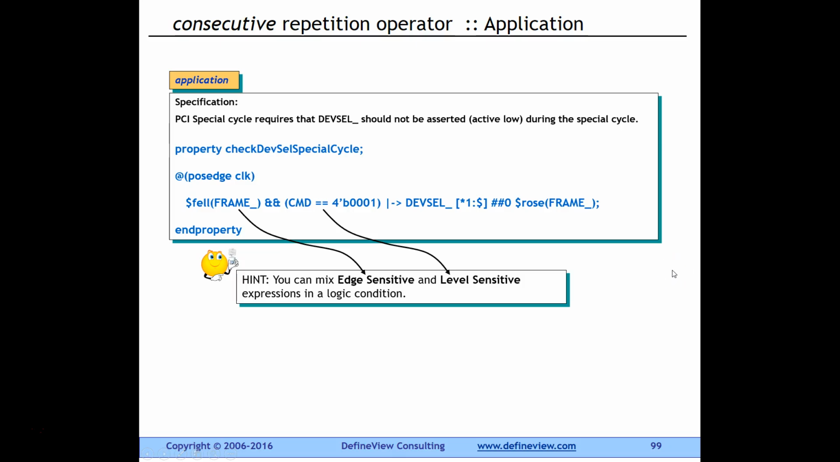Now, this is a very powerful language, and that's the part I'm trying to point out here. This is an edge sensitive event, while this is simply a Boolean, a level sensitive event. But guess what? You can do a logical AND of both the edge sensitive and level sensitive event. This makes it very powerful in many different kinds of applications.